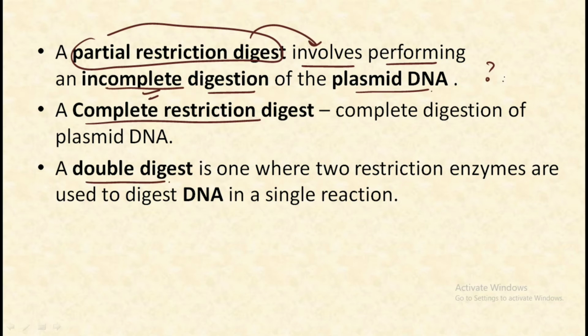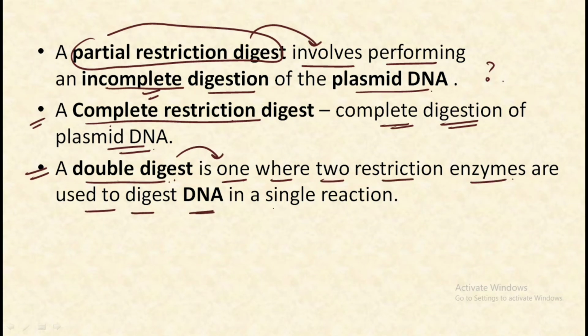We will be able to understand this with the help of the previous year question that we will be discussing. The second one is complete digestion, in which there is complete digestion of the plasmid DNA, and the third one is the double digest. Double digestion in simple words means that two restriction enzymes are used to digest the DNA in a single reaction.